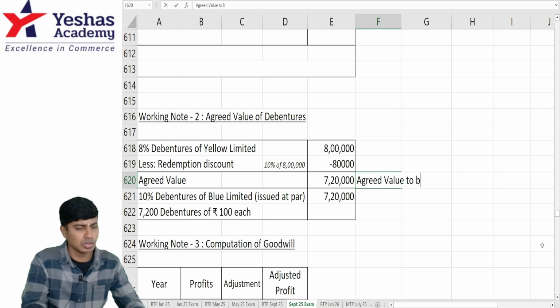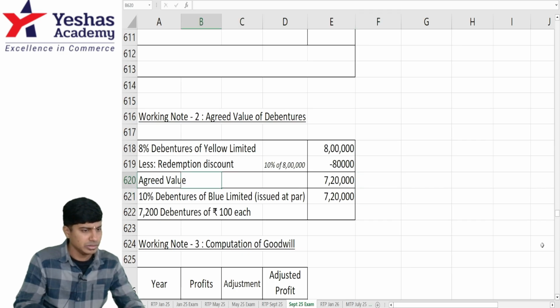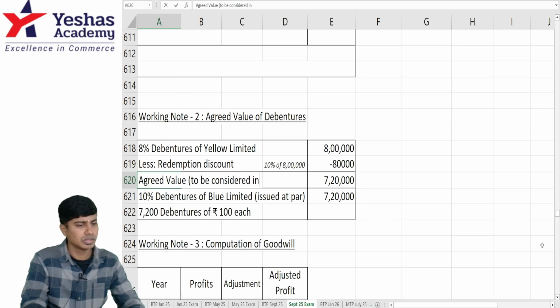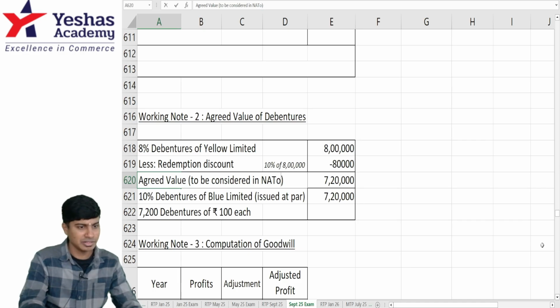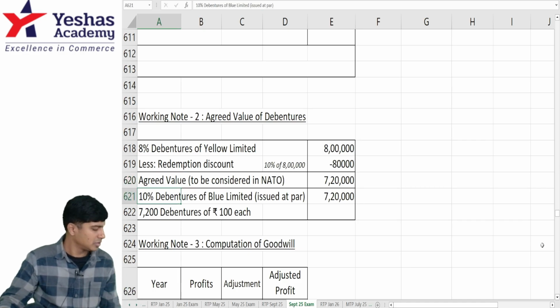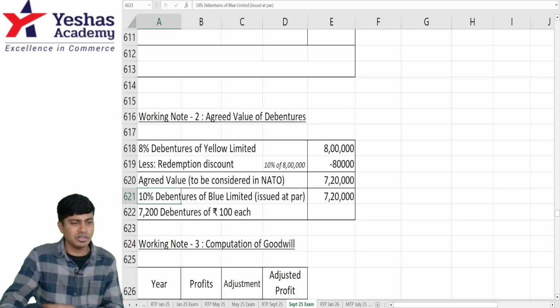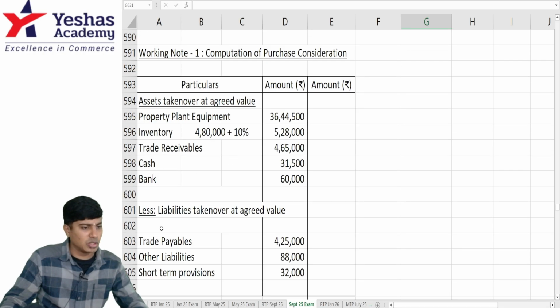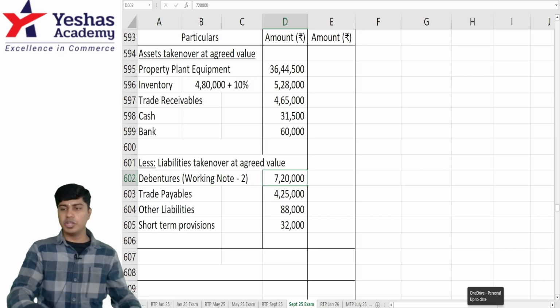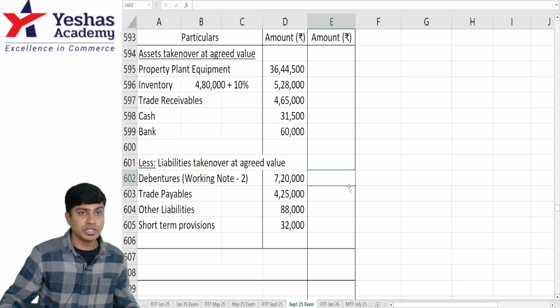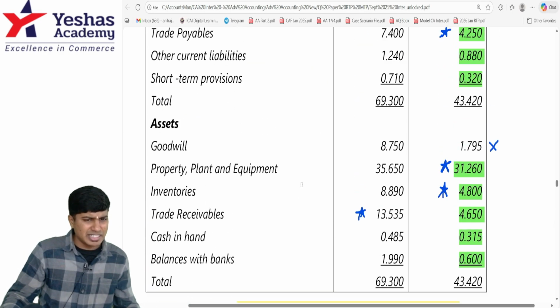This 7 lakh 20, what you see here, that's agreed value. Oh, sorry. Already agreed value is written here. I'll write here, to be considered in NATO. Did you understand that it should be considered in NATO? Pakka? In my NATO here, I would write debentures. We have done another working note. This comes to be rupees 7,20,000.